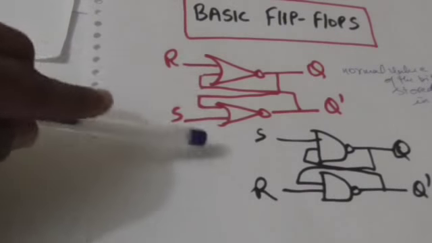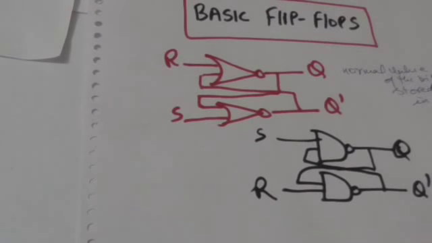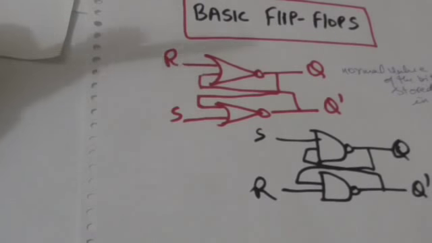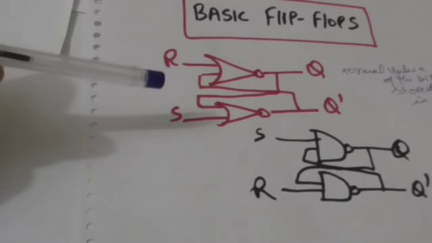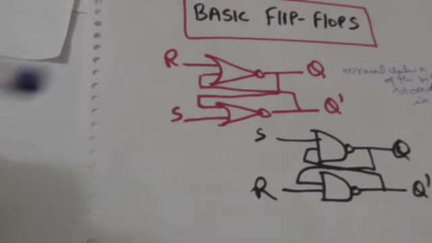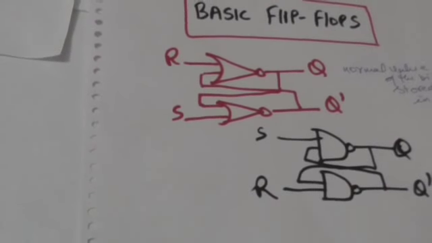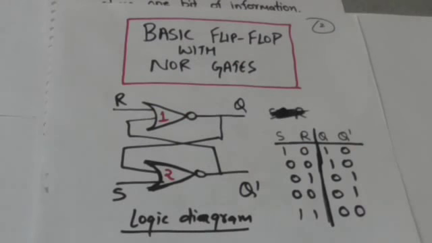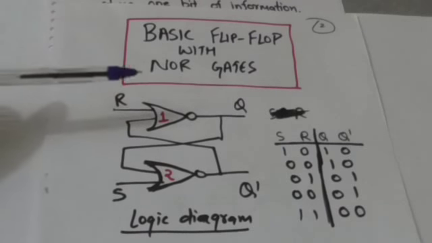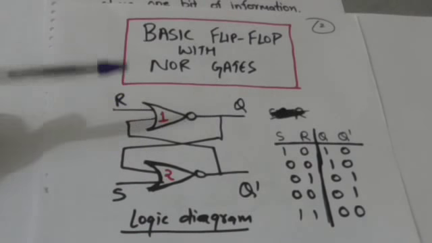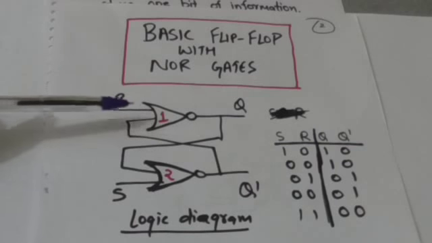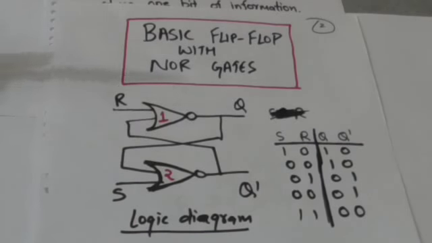This type of flip-flop is also called SR latch or direct coupled RS flip-flop. Now we will discuss the basic flip-flop which can be constructed with two NOR gates. This is the logic diagram of the basic flip-flop constructed with two NOR gates.